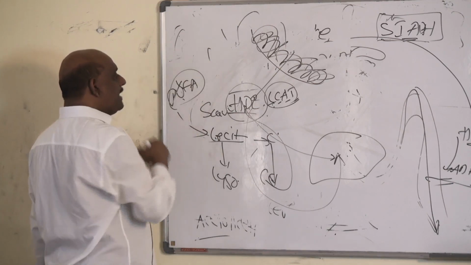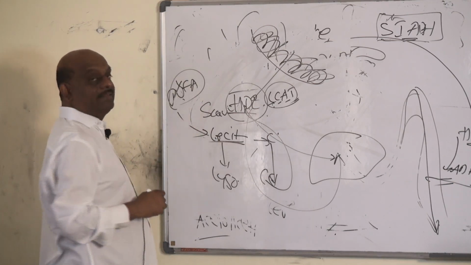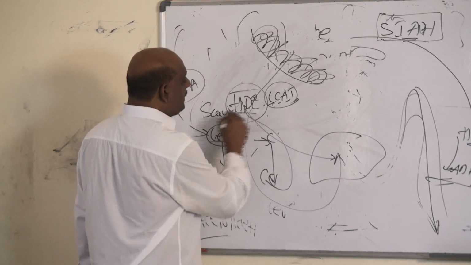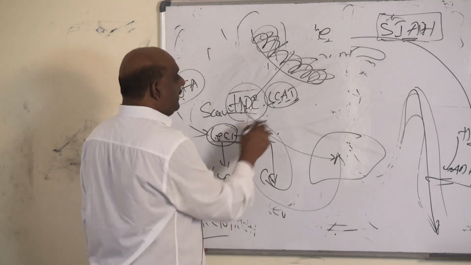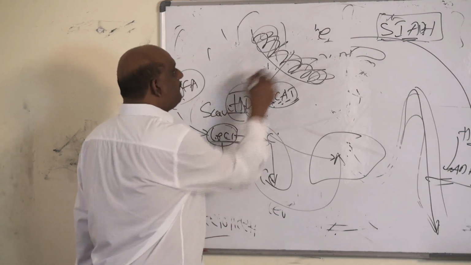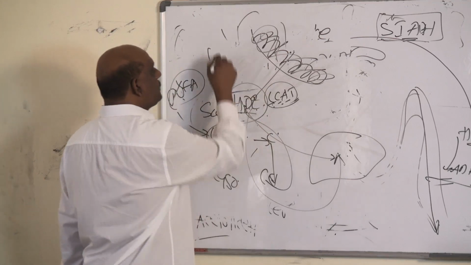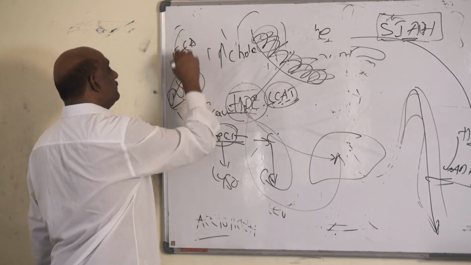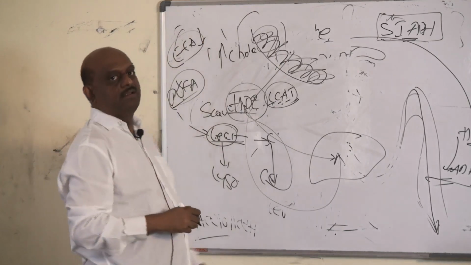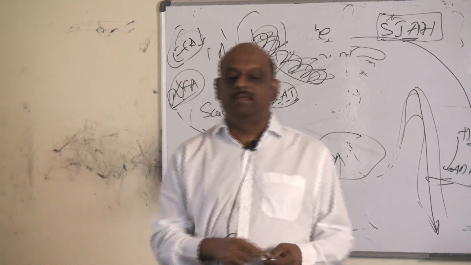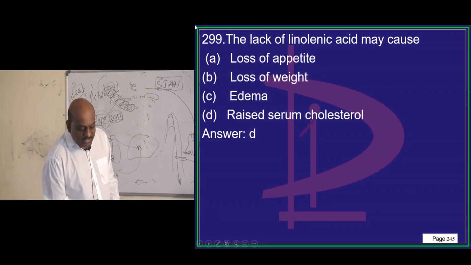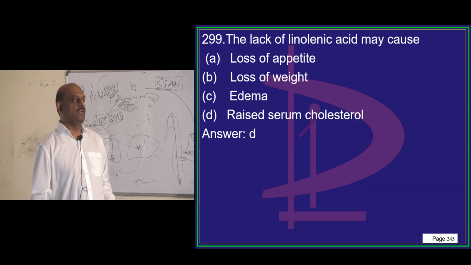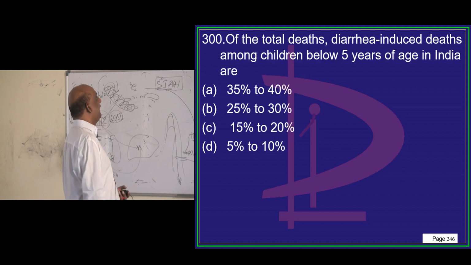So if the linoleic acid is deficient, then the lecithin is not available for the HDL. If that is not there, LCAT cannot function. If it cannot function, cholesterol cannot be mobilized. That is the reason there is an increased cholesterol if the EFA is deficient. PUFA is deficient, is what you have to remember. That is the reason you will ask patients to use sunflower oil instead of coconut oil, right?